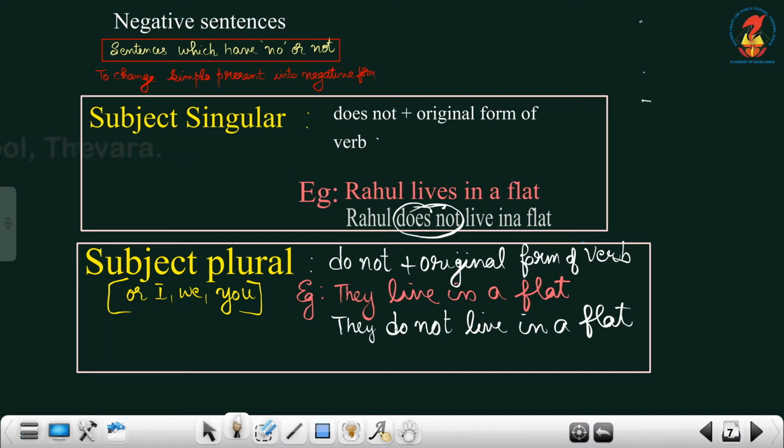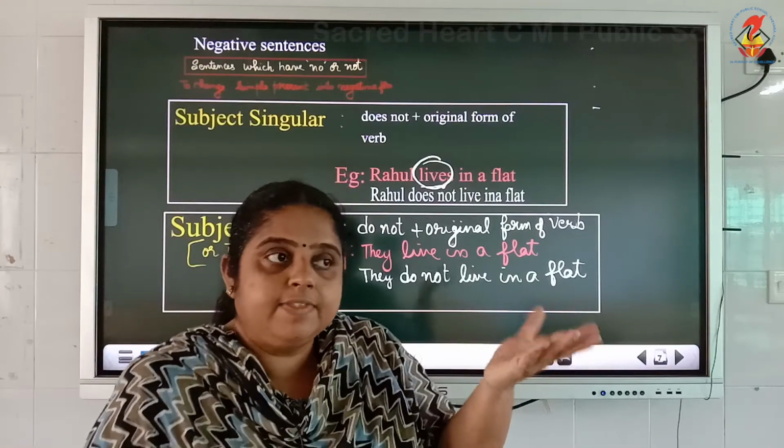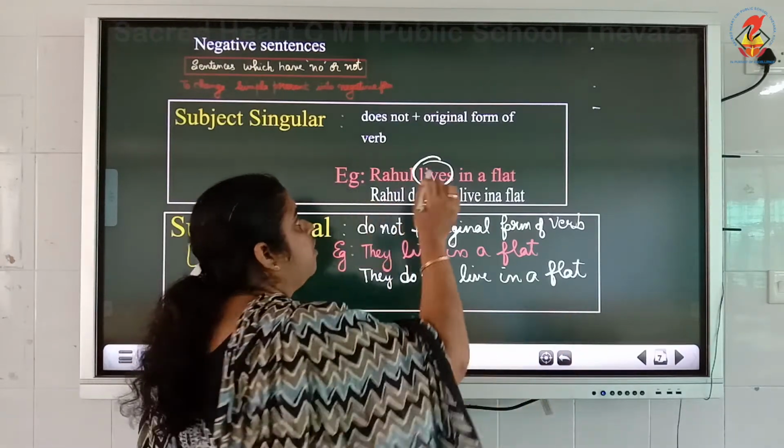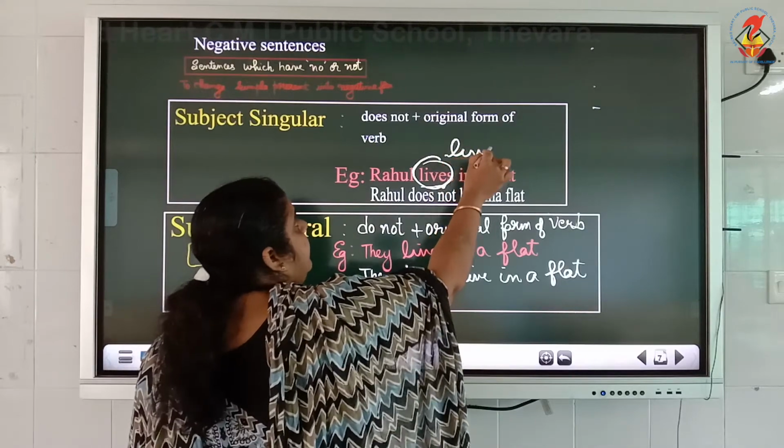Here in the first case, it is Rahul lives in a flat. Which is the verb in that sentence? Yes, live is the verb. Now this verb, what is the original form of lives? Live. Live is the original form of that verb. Live, lives, lived. So many forms we can use. So the original form of lives is live.